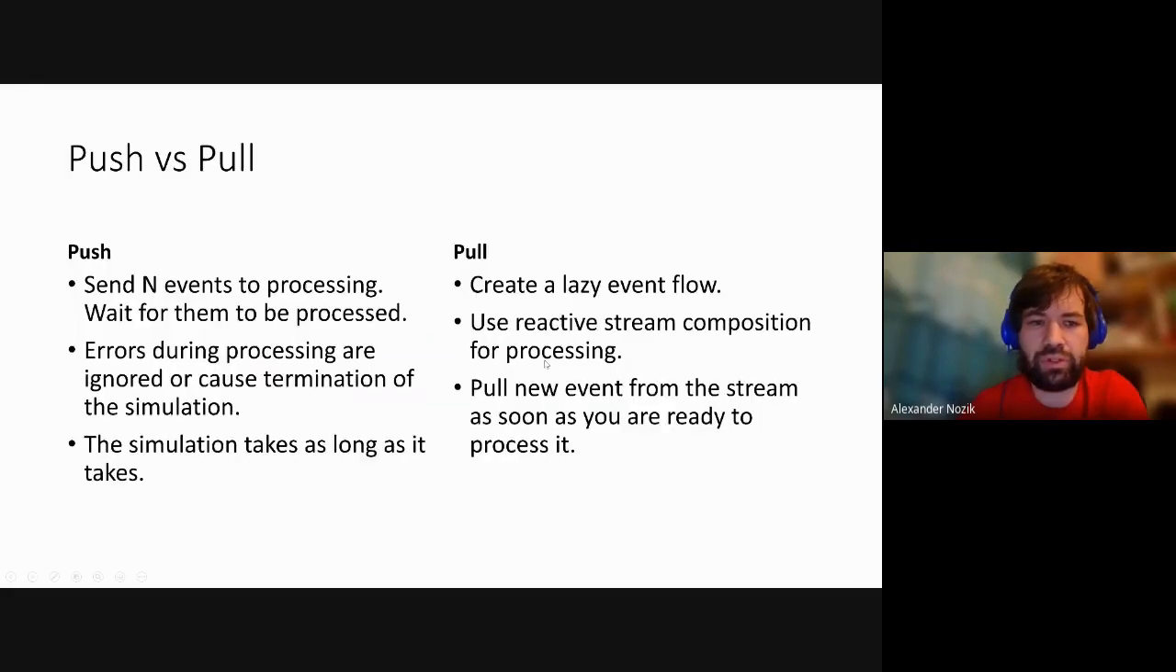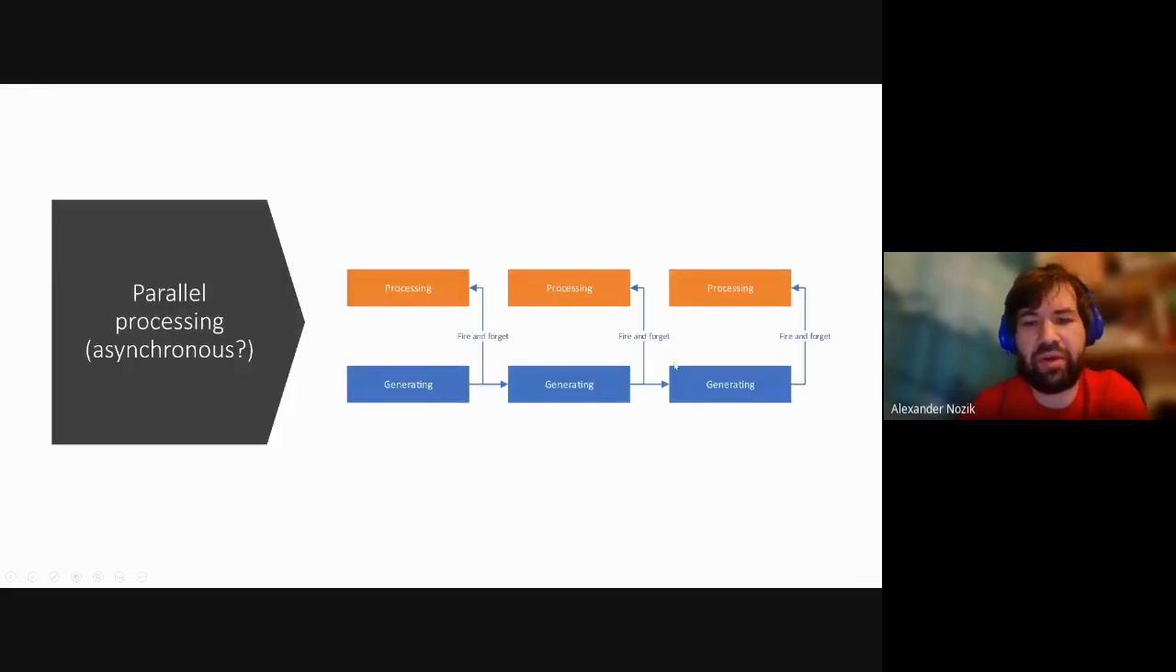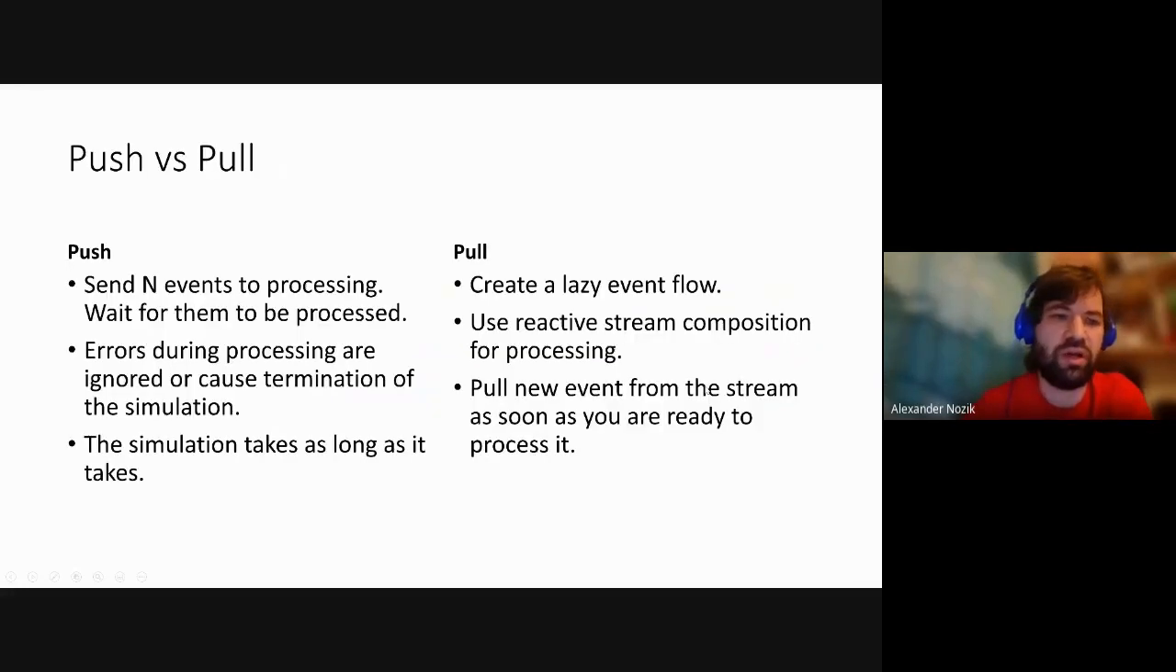Now, what different ways are there to do this asynchronously? You can do it in the push way, like it is shown here. The push way means that you start some number of events simultaneously, and then they are dispatched to the number of cores you have, and you wait for them to be processed. Each event, when it is finished, sends this asynchronous callback, and the simulation is finished when all events are processed.